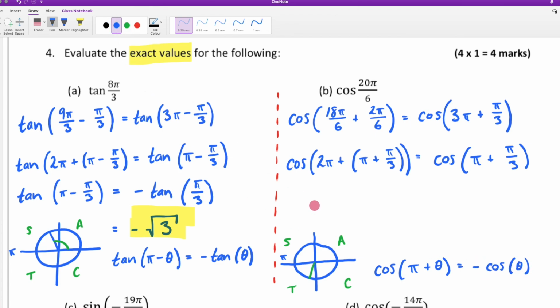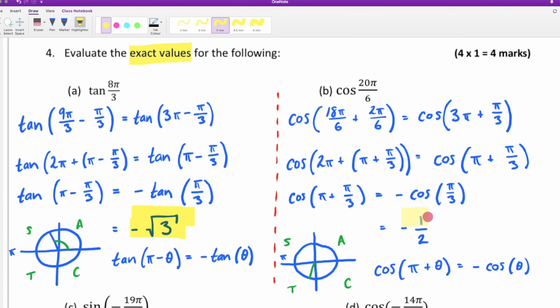That means I could rewrite cos of pi plus pi over 3 as simply negative cos of pi over 3. And hopefully you know that cos of pi over 3 is 1/2. So altogether it's going to be negative 1/2.